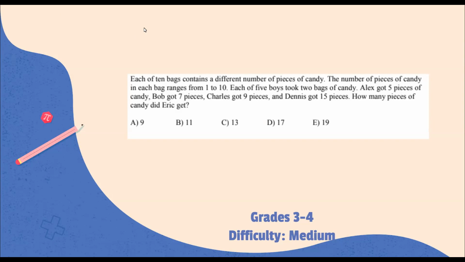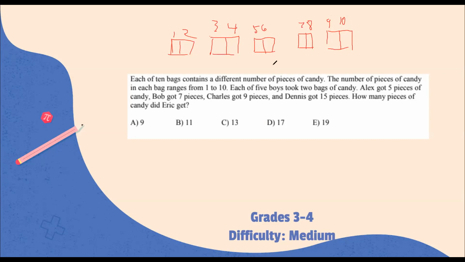Alright, so I'll start out by reading the problem to you guys. Each of 10 bags contains a different number of pieces of candy. Alright, 10 bags. Let's just split these in 5 so I can pretend there are 10. So we have 10 bags, okay? The number of pieces of candy in each bag ranges from 1 to 10. So you don't know how many there are in each bag, but this one's 1, this one's 2, this one's 3, this one's 4, 5, 6, 7, 8, 9, and 10. So each bag has a different amount of candy, and it ranges from 1 through 10. That might have been a little confusing for you.